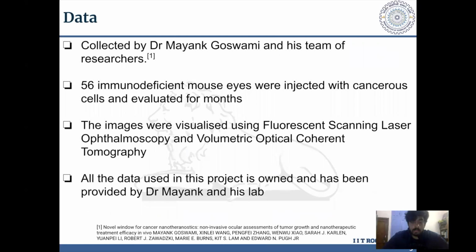All right. So talking about data, I'd like to emphasize that all the data that has been used in this project was collected by Dr. Mayank Goswami and his team of researchers. For the purpose of it, 56 immunodeficient mouse eyes were injected with cancerous cells and evaluated for months. The images were visualized using fluorescent scanning laser ophthalmoscopy and volumetric optical coherence tomography. Again, I'd like to emphasize that all the data used in this project is owned and has been provided by Dr. Mayank and his lab. In case you want to understand how the data has been collected by Dr. Mayank, there's a research paper that I have referenced in this slide.